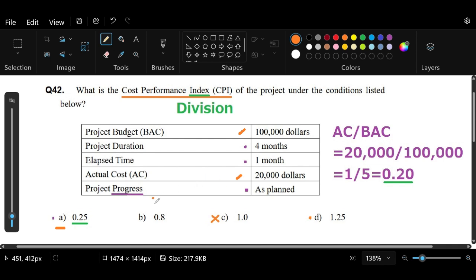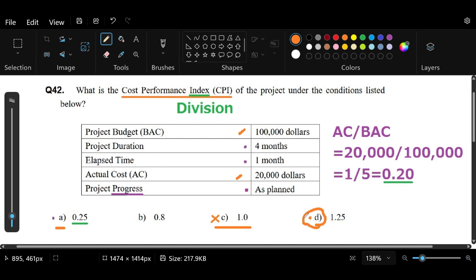And I thought that the project progress, where it says as planned, means that if the duration of the project is supposed to be 4 months and we only finished 1 month, then we're not really delayed at all. So it's going to be better for us in terms of cost because we haven't spent so much. So it's definitely not going to be 1.0. Now 1.25 also seemed to be a likely answer, and in fact it's the correct answer.